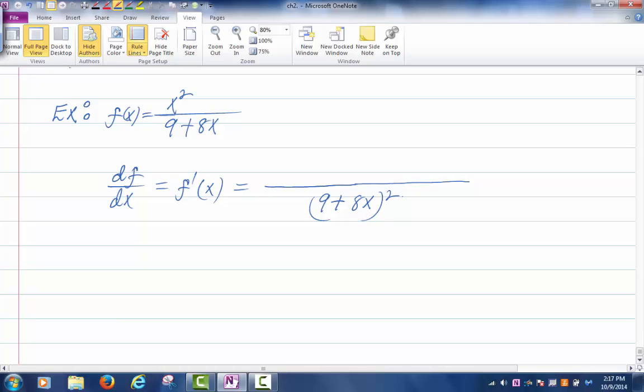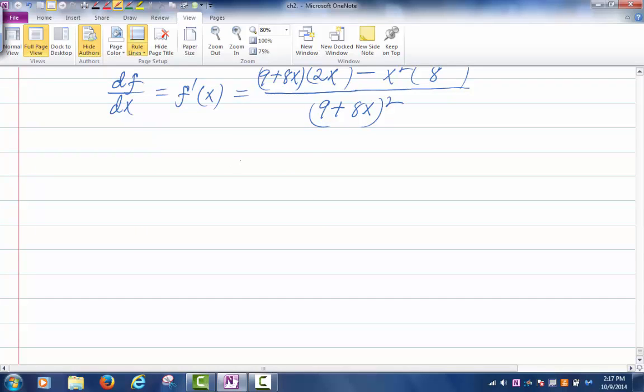So what do I do? Square the bottom. You take the difference in the numerator of two terms. You have the denominator here, and then you take the derivative of the numerator, and the derivative of the denominator. What's the derivative of the numerator? 2x, and what do I get here? 8 is the derivative of the denominator. But we need to simplify this.